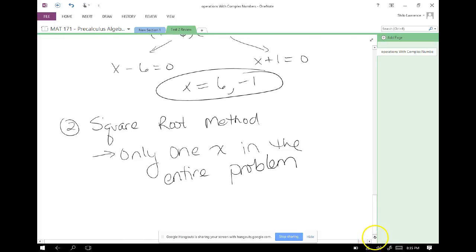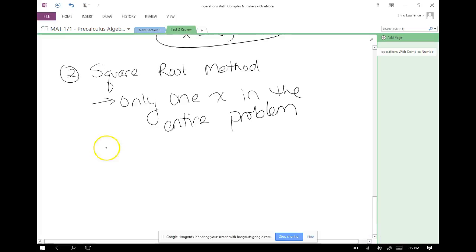So an example of one that we might be able to use the square root method on, and it's called the square root method because at some point we're going to be using a square root to cancel a square. If there's only one x in the whole entire problem, we're going to be using opposite operations to get the x by itself.